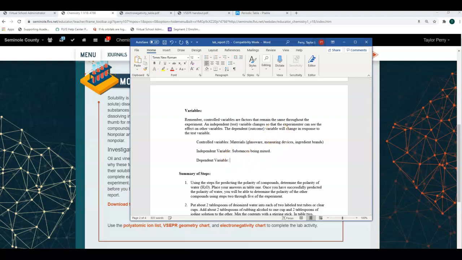And the dependent variable would be whether or not those substances mix, right? Because whether or not they mix depends on the substances being used. So that's your independent and that's your dependent.